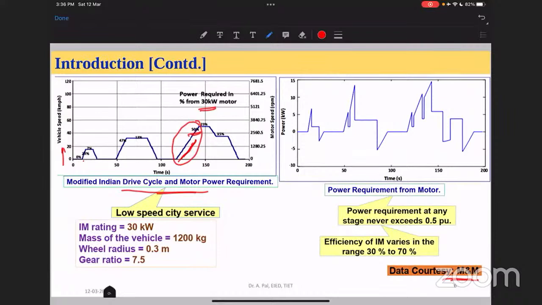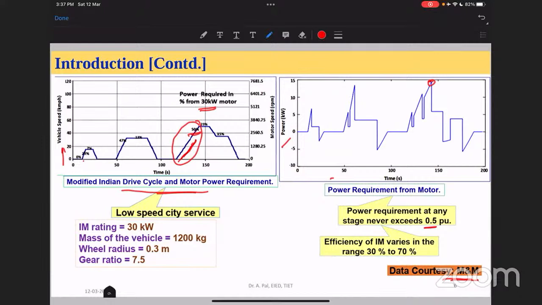And the second graph clearly depicts the power requirement in different cases. The maximum power reached is about 15 kilowatt under these conditions. So a 30 kilowatt induction machine only uses 15 kilowatt in practical applications. If we're talking about per unit value, the power requirement never exceeds half a power unit, or 0.5 per unit. So this is the fact. That means the machine is not fully utilized.